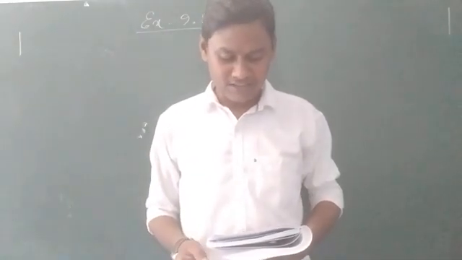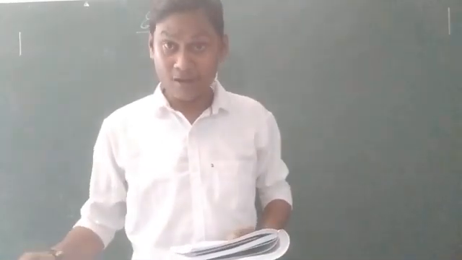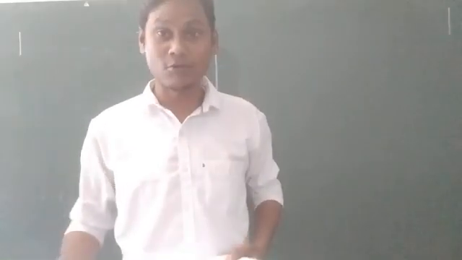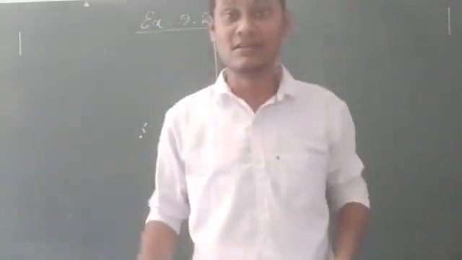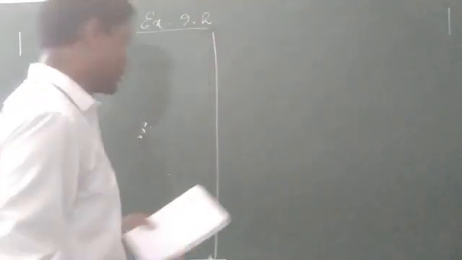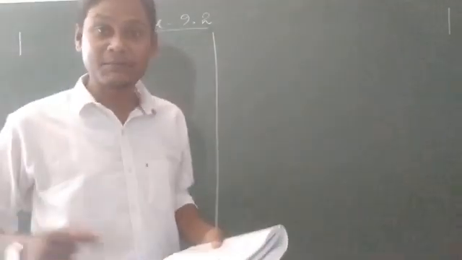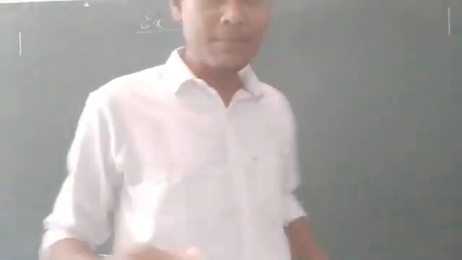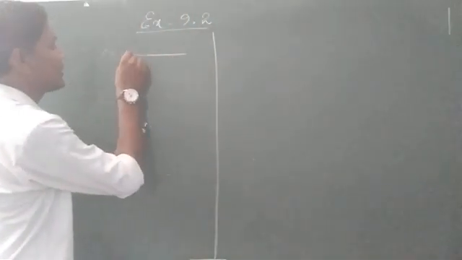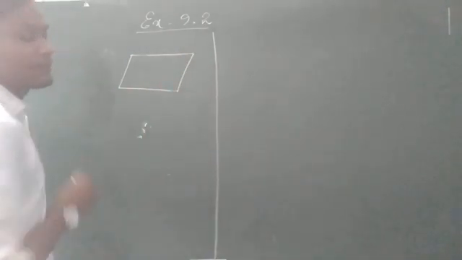If E, F, Z, H are respectively the midpoints of the sides of parallelogram ABCD, show that the area of EFZH is equal to half of the area of ABCD. Before that, I would like to draw the figure for this question. First let me draw one parallelogram ABCD.